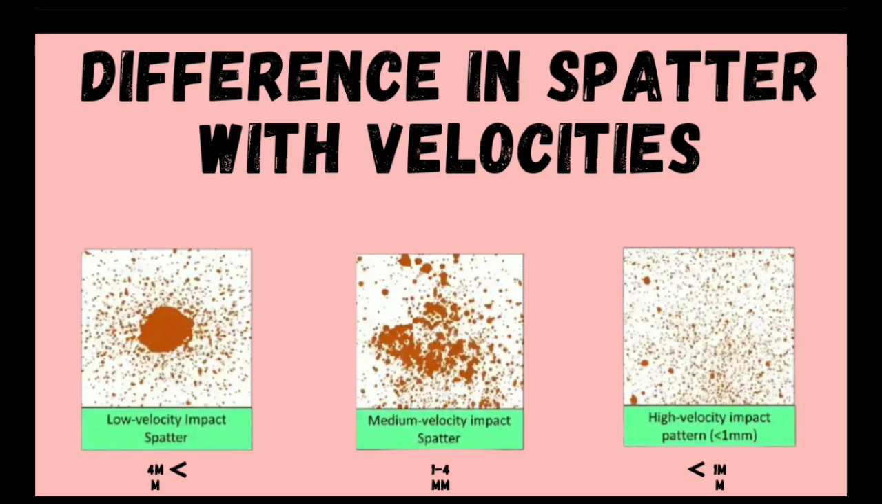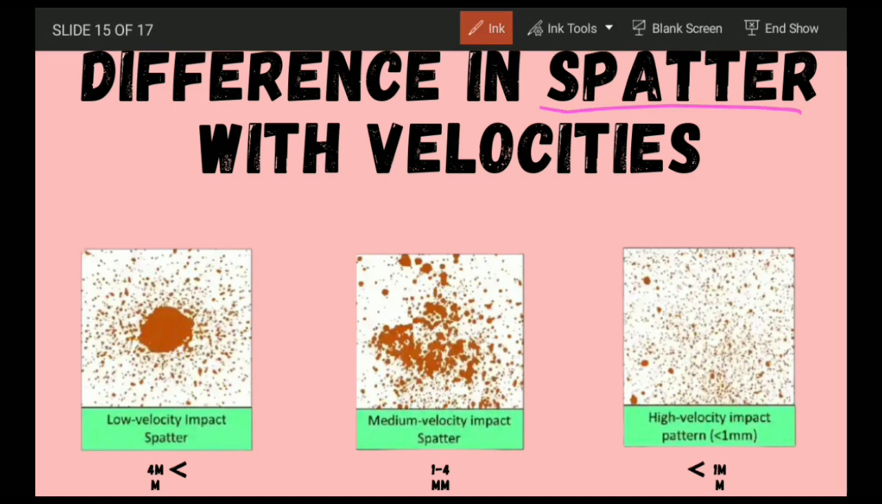Then the difference in the spatter with velocity, meaning the velocity with which the weapon must have been driven into the body of the victim. Droplets will highly differ depending upon the velocity with which the injury must have been caused to the victim. For example, here is the case of low velocity impact spatter, where the velocity is fairly slow. This is the case of medium velocity, and this is the case of high velocity. Let's look at the differences in all three of them.